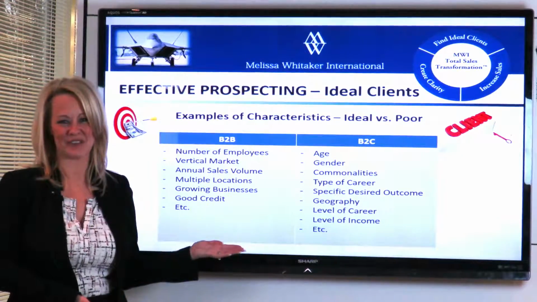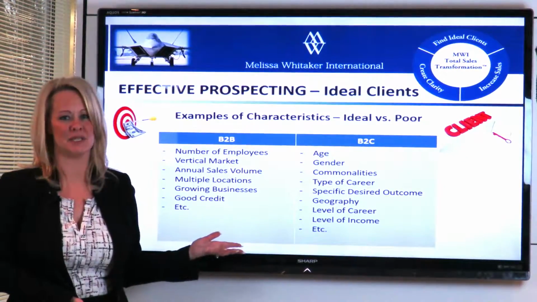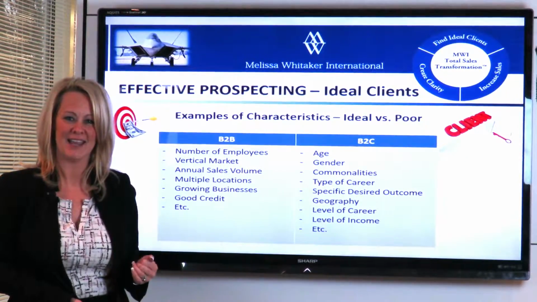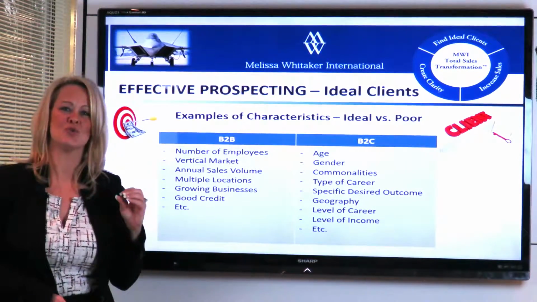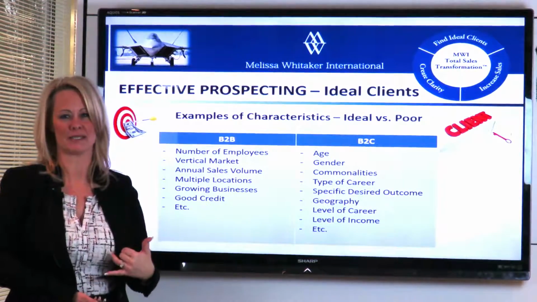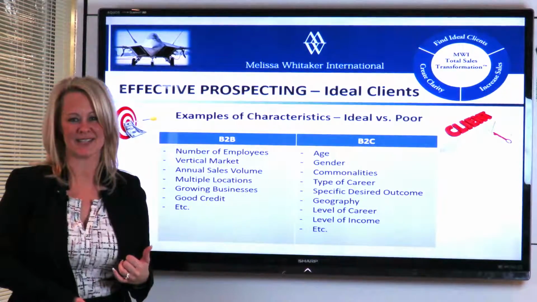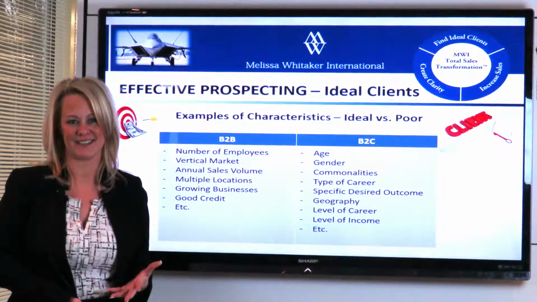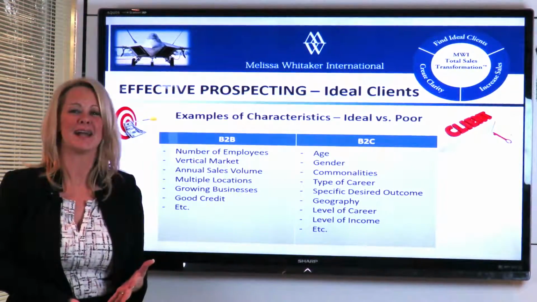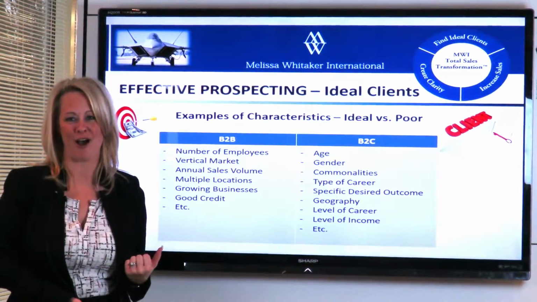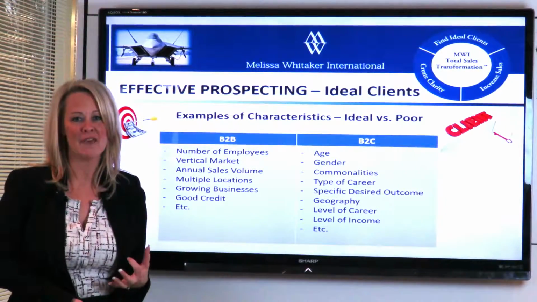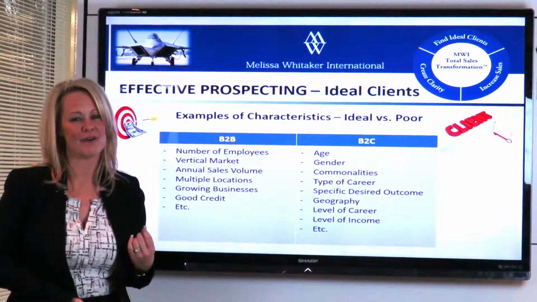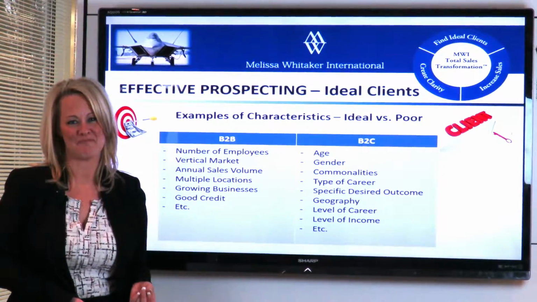You can look at these different categories, and then ultimately you can fill in your worksheet to say, this is who's my ideal prospect, my ideal client. I want to look for these things. I want to spend my time with people who value what I offer, are willing to pay for what I offer, and I ultimately enjoy working with them.